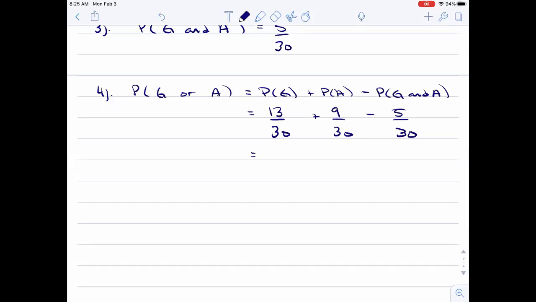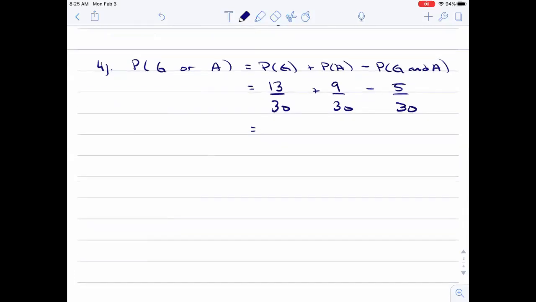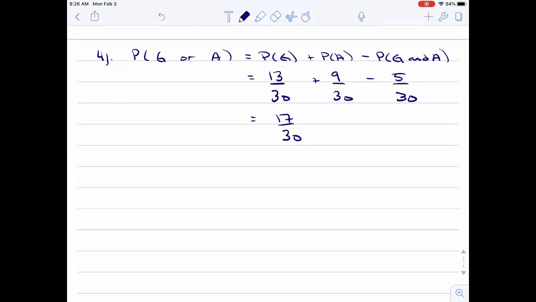What's nice is you're going to have that common denominator, so it's not something that you need to worry about, right? But if you're adding or subtracting fractions, you have to have a common denominator. And so we've got them all over 30, so it's safe, right? Otherwise you could just convert to decimals and use your decimals, and that's fine too. So now we've got 13 plus 9 minus 5. That puts me at 17 over 30. 13 plus 9 minus 5, 17.